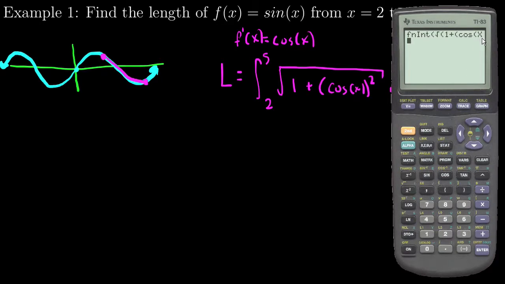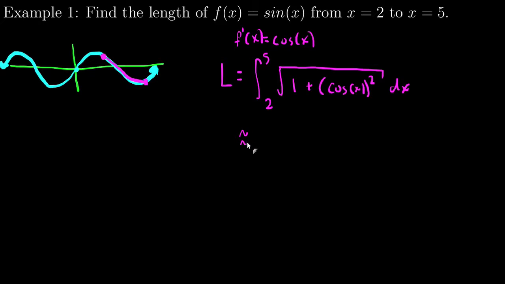Cosine of x. I have to close off 2 parentheses for the cosine. Then I square the cosine, and I need to close off another parenthesis for the square root, but no more parentheses because I need to put in that the variable is x, and I'm going from 2 up to 5. Now I can close off the final parenthesis for the fnInt. Let the calculator do some thinking, and I get that the length of the curve is approximately 3.70. Hold on, did I say that right? 3.670.